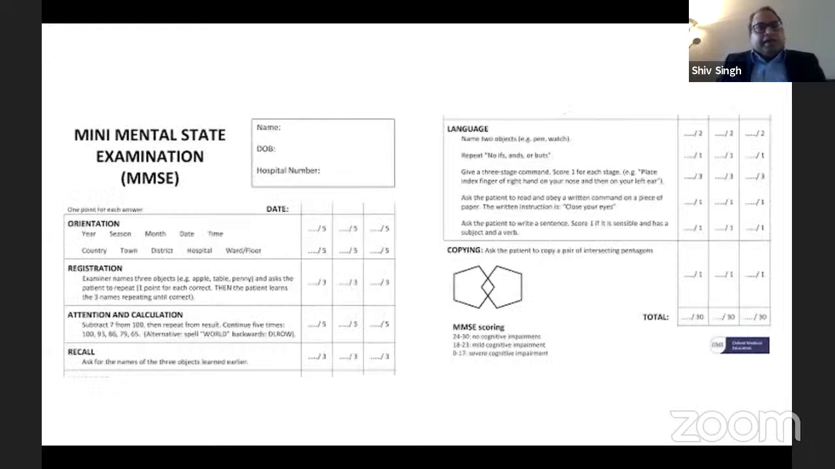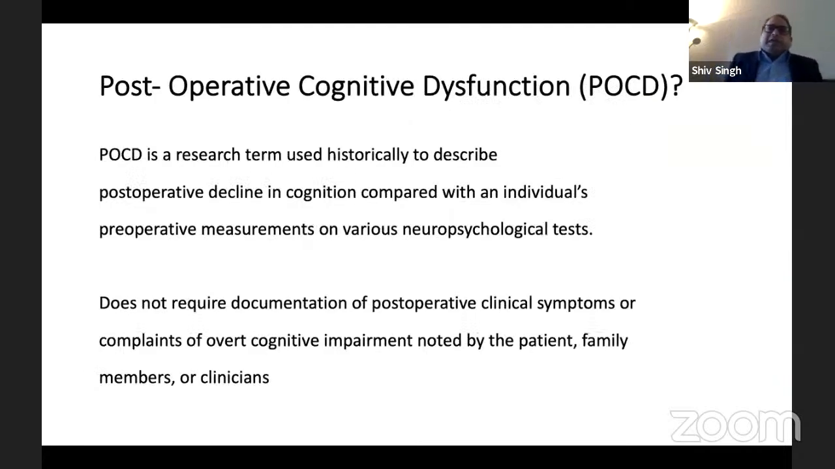So here is an example of a mini mental examination. There can be little modifications to it. You can see that it has questions about orientation: which year it is, which season, which month, date and time, country you're living in, town you're living in, district, hospital, ward and floor. And you keep giving them marks, over five. Then there is registration, attention and calculation, recall, language, copying a simple drawing. And then you total the scores. So that was about the MMSE components. As long as you know the components, you just need to list them and you can get 20% of the marks.